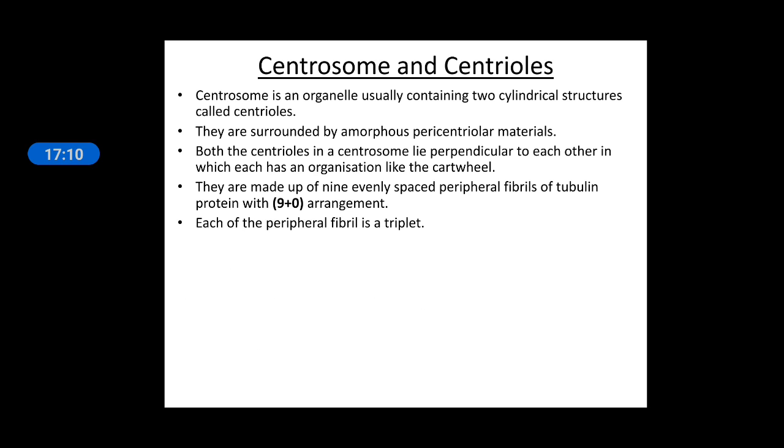Each of the peripheral fibril is a triplet. In case of cilium and flagellum, the peripheral fibrils were doublet, but here in the centriole the peripheral fibrils will be in triplet form. Means 3 microtubules will be present. The adjacent triplets are also linked. In the flagellum and cilium the doublets are interconnected with the help of A-B linker. Here again triplets are connected. If it is a triplet, then the rings will be A, B and C. So A and C linker will be present in the centriole.